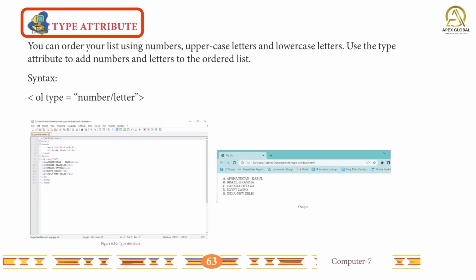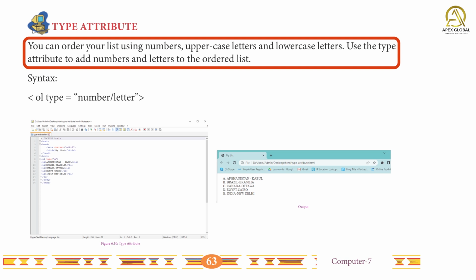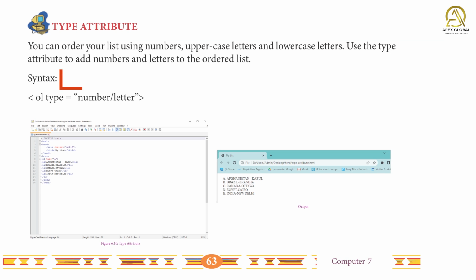Type attribute. You can order your list using numbers, uppercase letters and lowercase letters. Use the type attribute to add numbers and letters to the ordered list. Syntax: OL type equals number or letter.